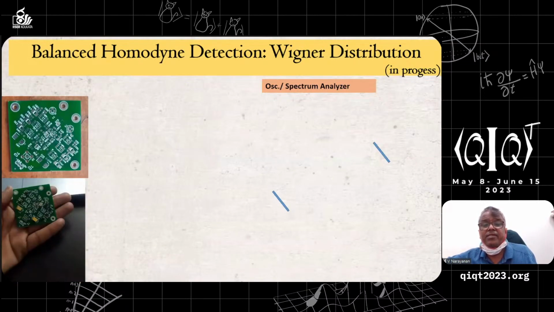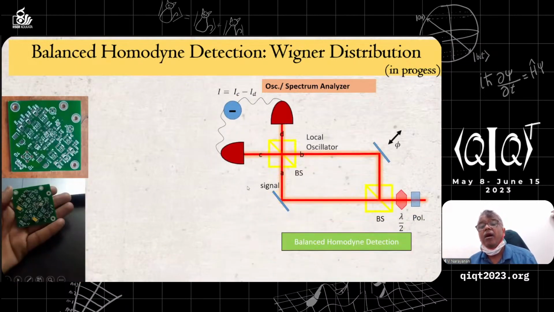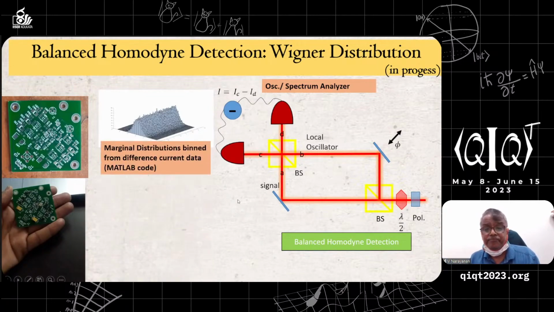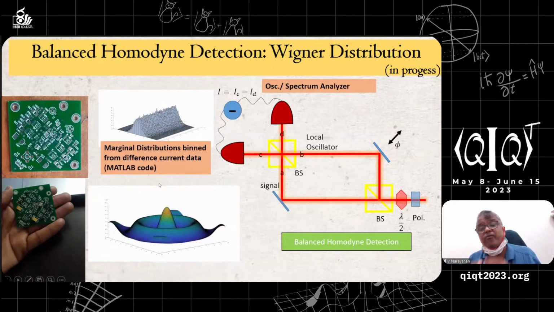So the difference in the current, either you give it to an ADC or a spectrum analyzer or an oscilloscope. We have seen it on the oscilloscope by feeding individually into both arms of the photodiode, and we have checked it is working. We have calibrated this. The only thing is we have to acquire the data very synchronously and then complete this and try to reconstruct the Wigner function for various unknown states.